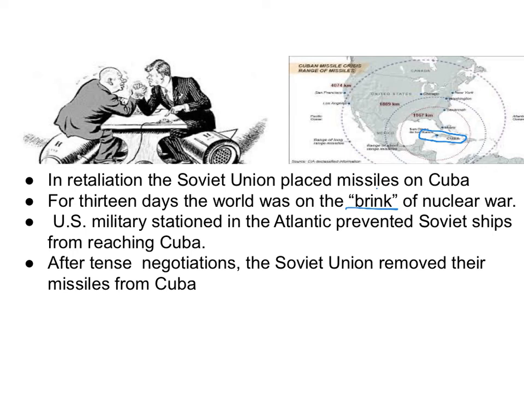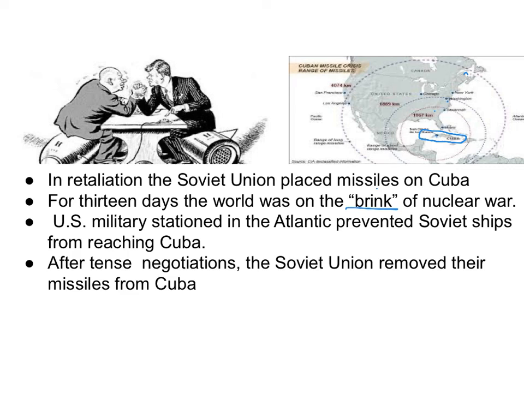So we knew that there were missiles in Cuba. We knew that these missiles had the ability to reach certain parts of the United States. We knew that we wouldn't have a lot of notice once these missiles were fired. And so for 13 days, when the United States and the Soviet Union were negotiating, we were essentially on the brink of nuclear war.